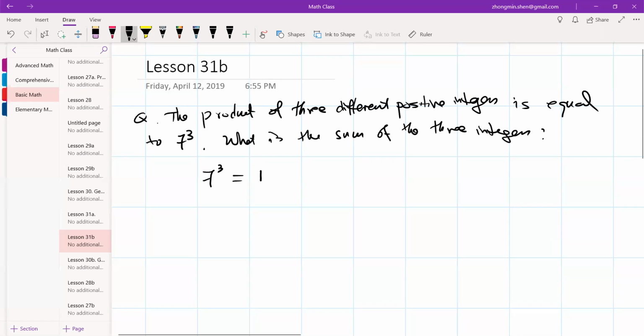Okay. So 7 cubed can be written as the product of three different integers, right? 1, 7, 49. This is the only way you can make them different. So three different factors. Therefore, the sum is going to be 1 plus 7 plus 49. So if you read the question carefully, you will solve the problem. Otherwise, about 10 to 20% of students end up with 21 because it's the product 7 times 7 times 7, and the sum would be 7 plus 7 plus 7, which is 21. So just be careful when you read the problems.